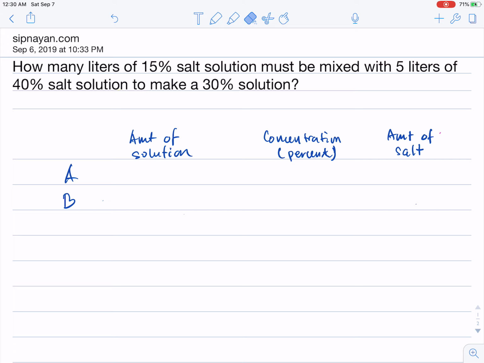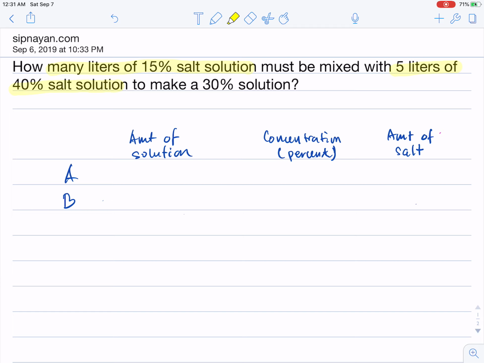Okay, so tignan natin: how many liters of 15% salt solution must be mixed with 5 liters of 40% salt solution to make a 30% solution. Kung gusto nyo intindihin muna yung problem, pwede nyo i-pause. So meron tayong dalawang solutions dito. Itong part na to, 15% yung kanyang salt solution, pero hindi natin alam kung ano yung volume niya, kung ano yung amount niya. And at the same time, meron tayong 5 liters of 40% salt solution.